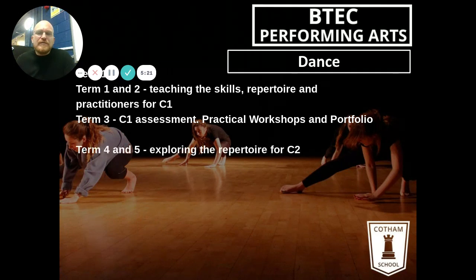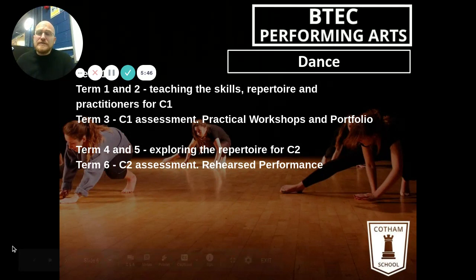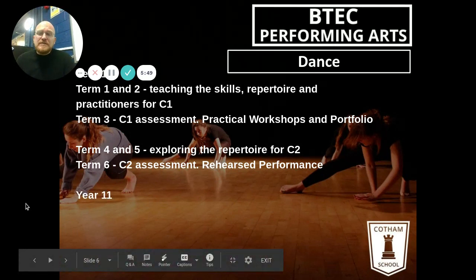In terms 4 and 5, we start exploring the repertoire for component 2. This is where the students are introduced to all the specific rep that link to the practitioners and choreographers in component 1. And that moves into a term 6 component 2 assessment of their rehearsed performance. So inherently across year 10, 60% of the course is completed, and those marks are kind of banked and locked away for the students. Leads us into year 11 with only component 3 to look at.